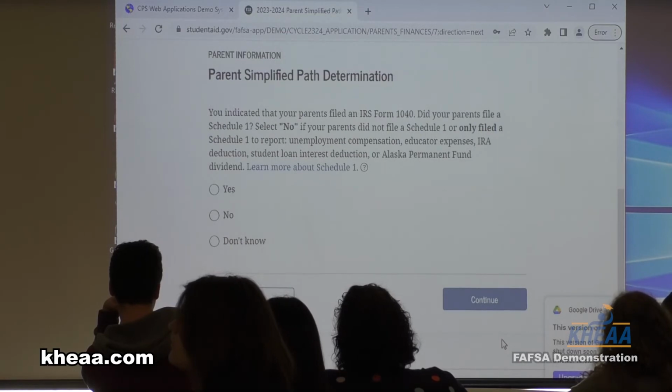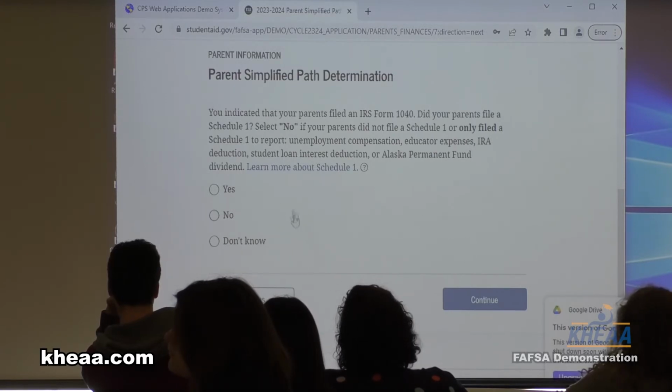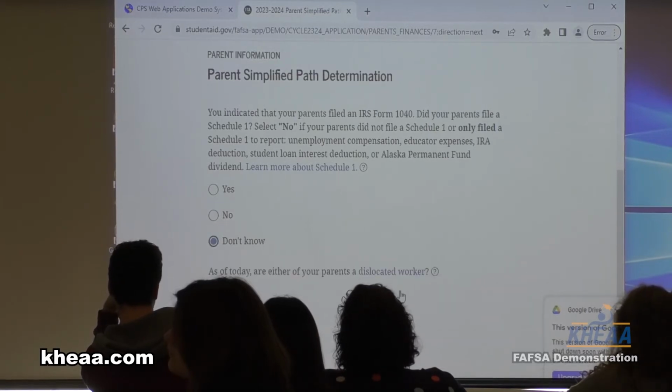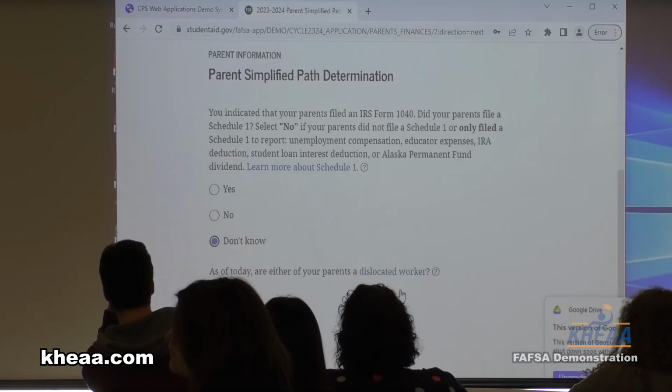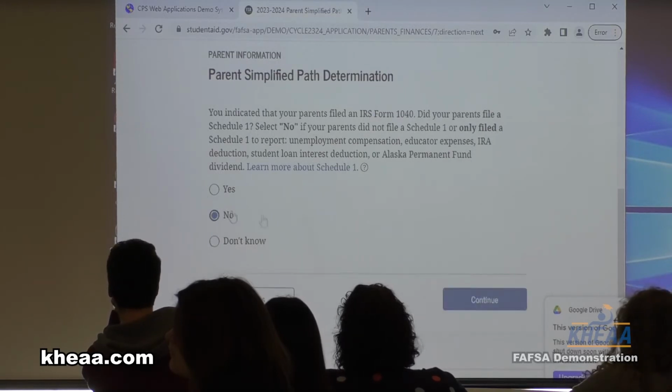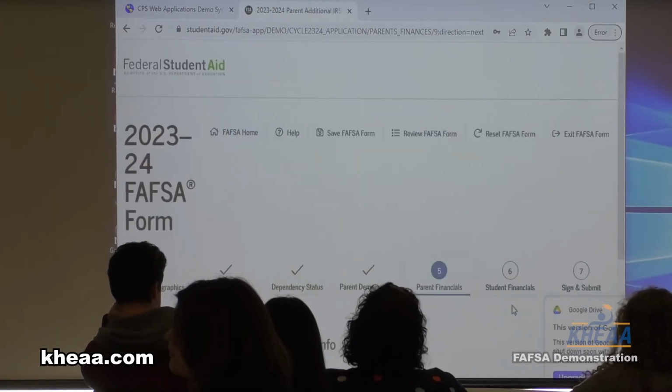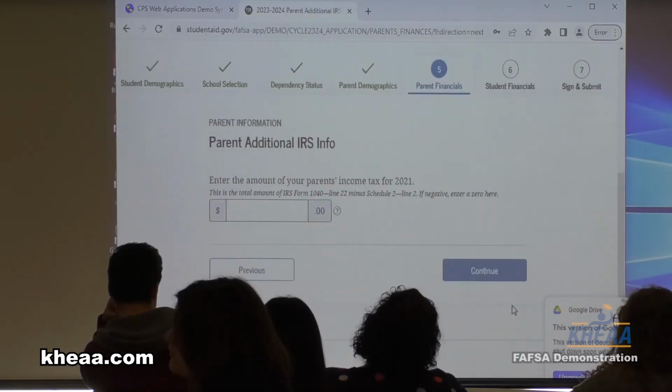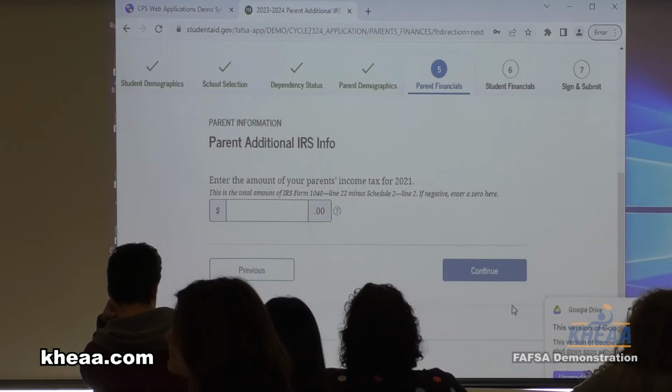So it says you indicated that your parents filed the IRS Form 1040. Did your parents file Schedule 1? Select no if your parents did not file Schedule 1 or file only a Schedule 1 report. So that's basically unemployment, whatever. If you don't know, just press I don't know. As of today, are either of your parents dislocated workers? Let's just put no on this one, so it won't ask that question. It'd be like that. So the next question is enter the amount of your parents' tax income for 2021.